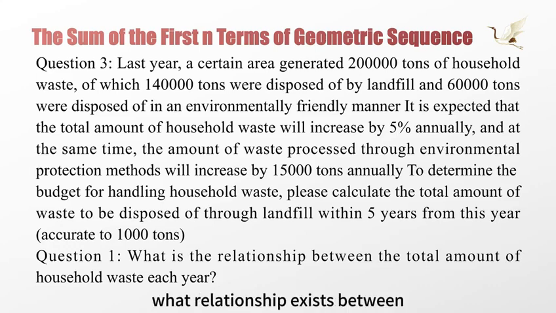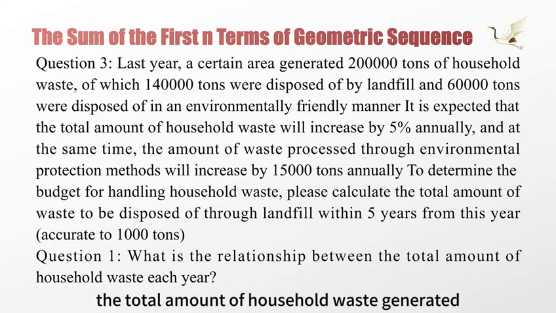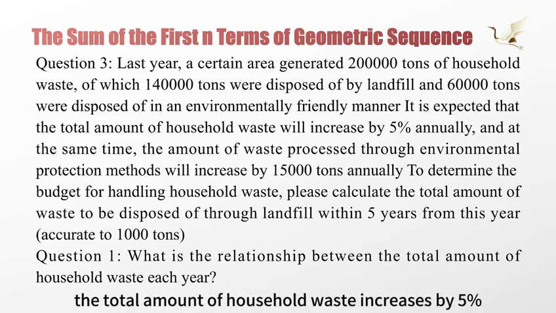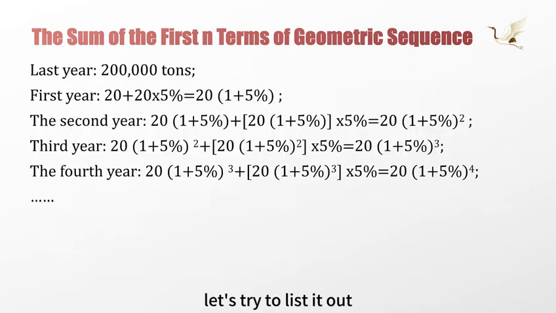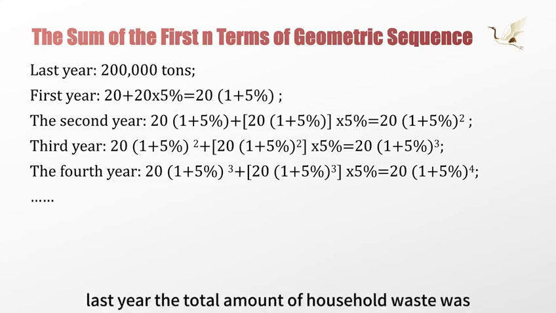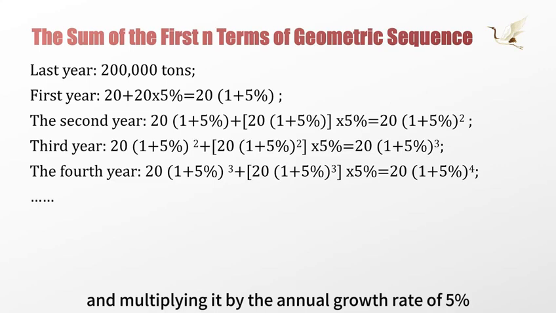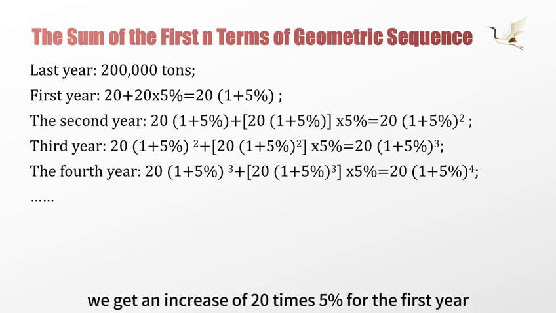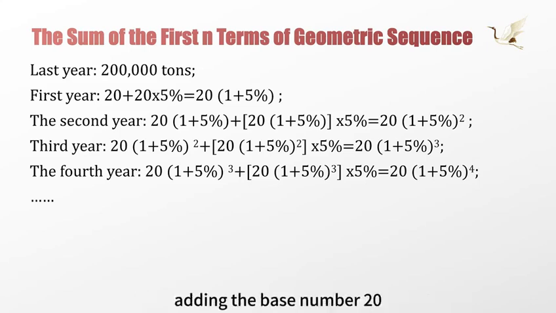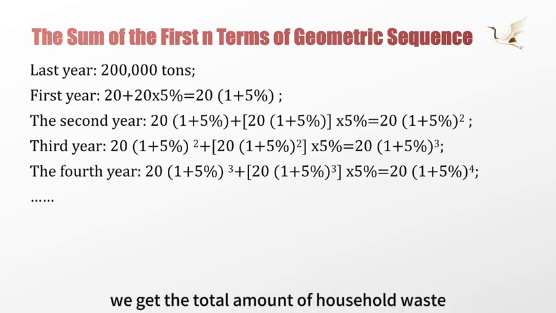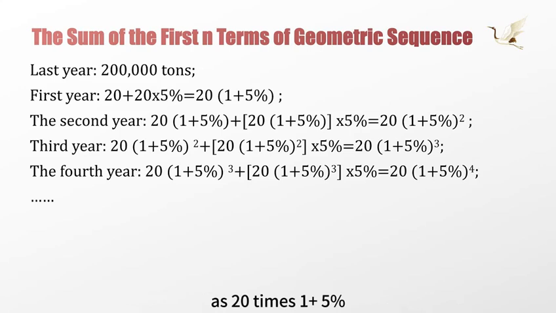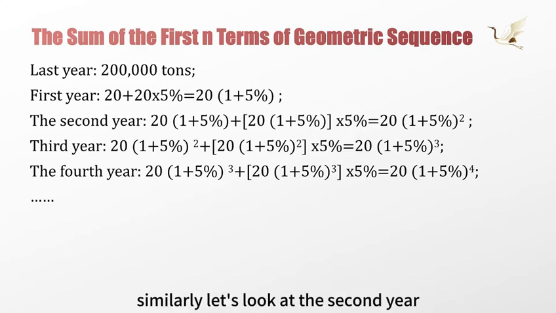Let's first consider what relationship exists between the total amount of household waste generated each year. That's right, the total amount of household waste increases by 5% every year. Let's try to list it out. Last year, the total amount of household waste was 200,000 tons. This year marks our first year. Taking 20 as the base number and multiplying it by the annual growth rate of 5%, we get an increase of 20 times 5% for the first year. Adding the base number 20, we get the total amount of household waste for the first year as 20 times 1 plus 5%. Similarly, let's look at the second year.